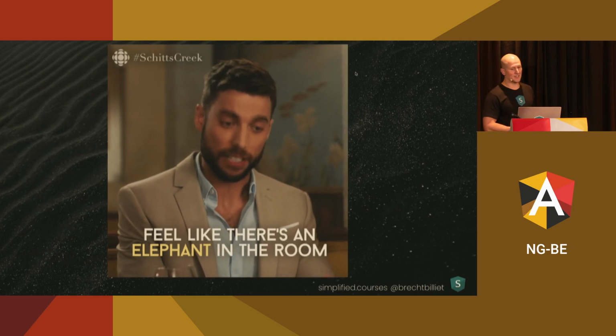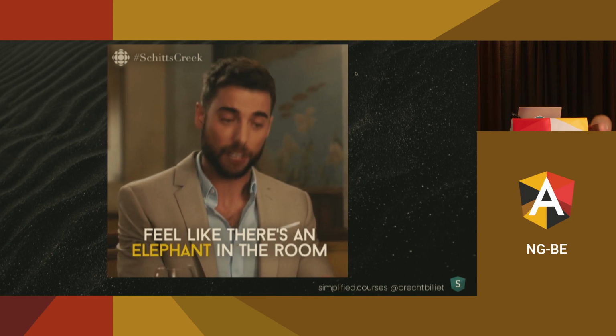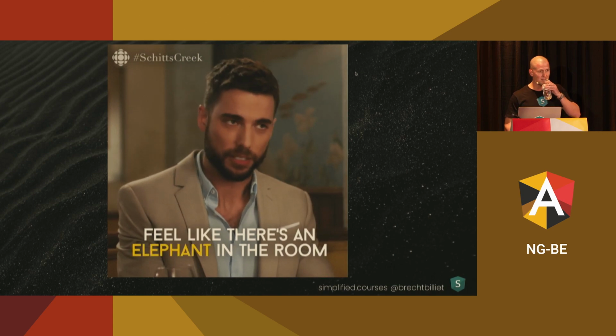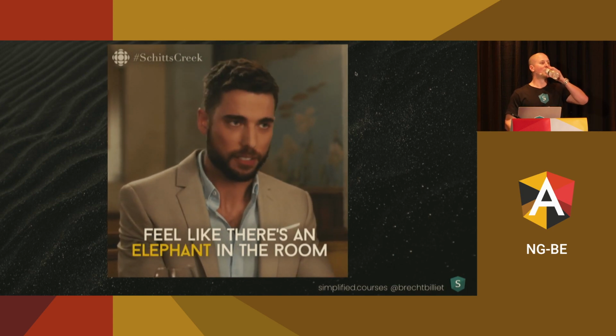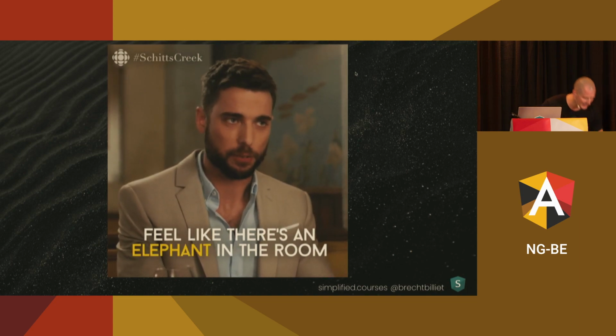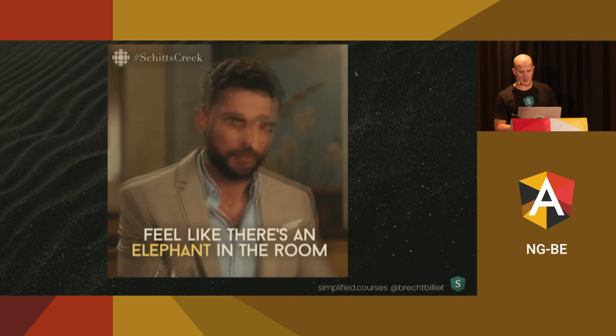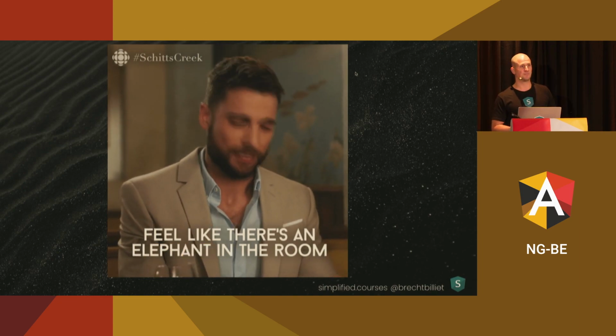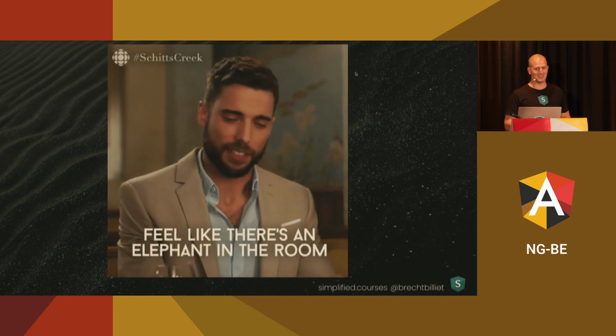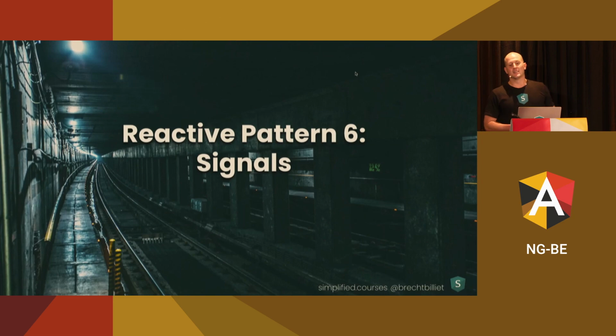So I feel like there's an elephant in the room. Does anyone have an idea what name that elephant might have? No, it's not NgRx, but you could connect NgRx observables to your local component state as well. Anyone? It starts with an S and it ends on ignal. Yes. So reactive pattern number 6 is signals.